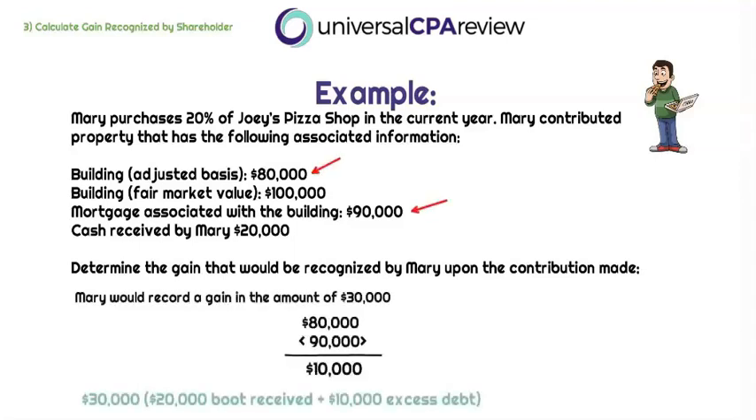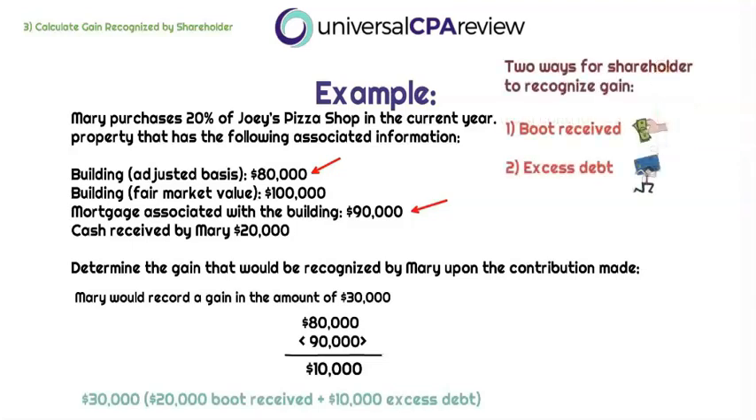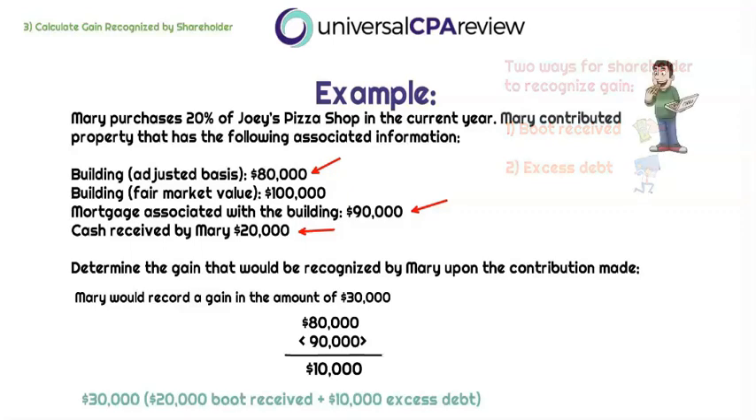So we know already that there's going to be excess debt. We just said $90,000 exceeds the book value by $10,000. There are 2 ways that she could recognize gain: excess debt and also boot received. We know that there's excess debt of $10,000, but we also know that boot has been received, right? We know that Mary also received $20,000. That cash received is going to be boot. Now we know that the gain recognized by Mary today is going to be $30,000.